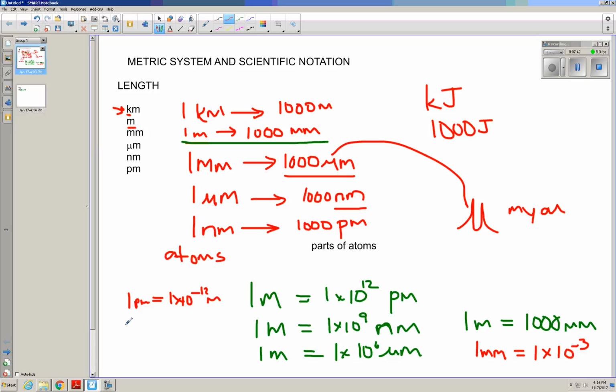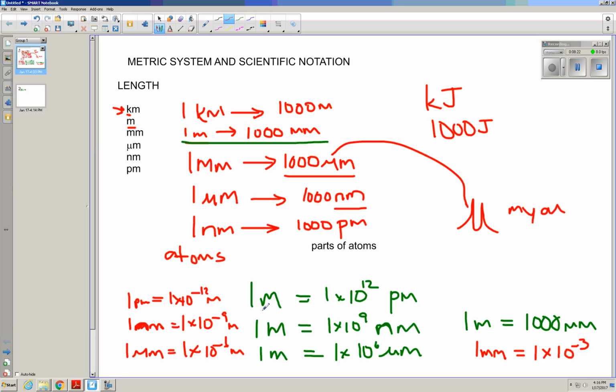You can do the same thing with nanometers. 1 nanometer, I keep screwing up my nanometers, this should be an n, equals 1 times 10 to the minus 9 meters. You're right, I totally screwed that up. A nanometer is a billionth of a meter. And just for the sake of completeness, 1 micrometer is a millionth of a meter, so this is 1 times 10 to the minus 6 meters. I'm not saying you have to memorize this stuff, but you should be able to eventually go back and forth, back and forth, back and forth.